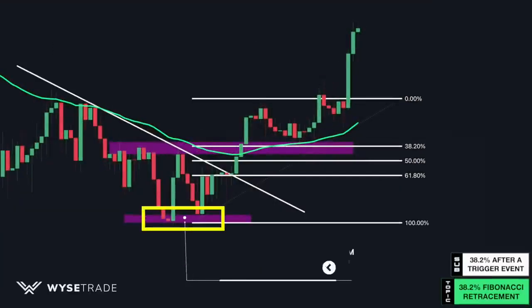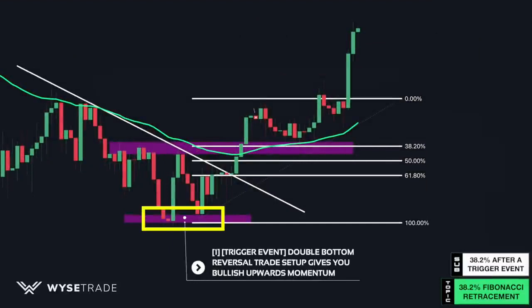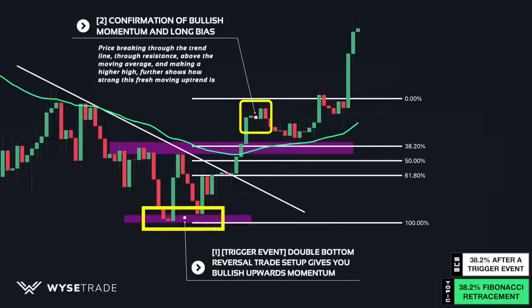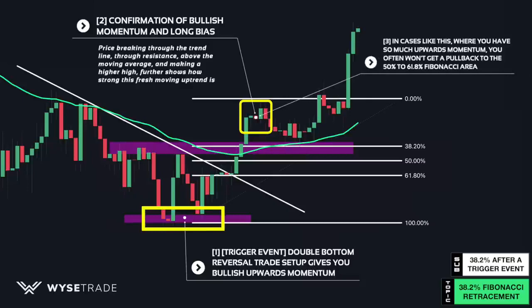This double bottom trade setup here is your trigger event. Price then breaking through the trend line, breaking through resistance, breaking above the moving average, and making a higher high further shows how strong this fresh moving uptrend is. So in cases like this, where you have so much upwards momentum, you often won't get a deep pullback to the 50% to 61.8% Fib area.